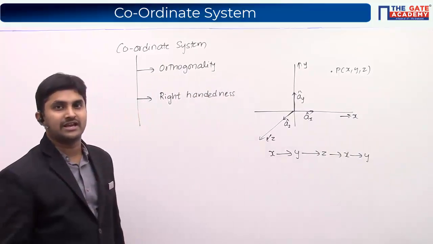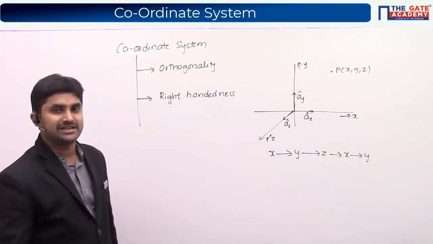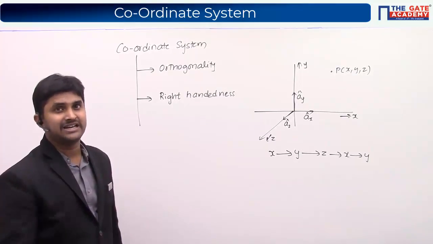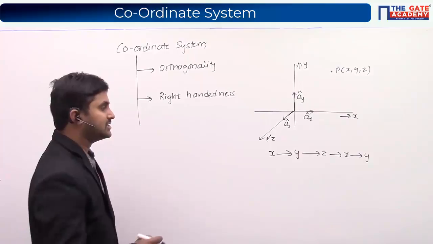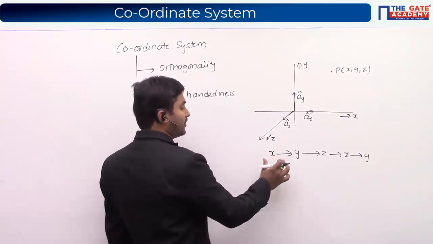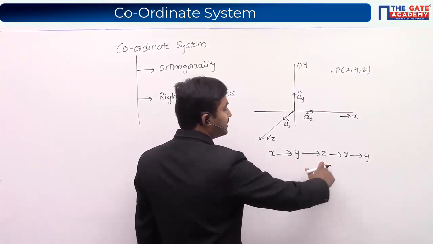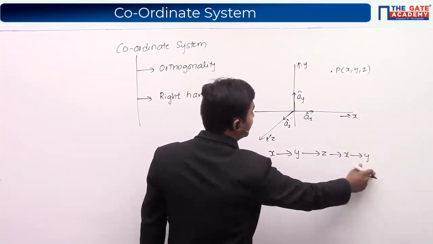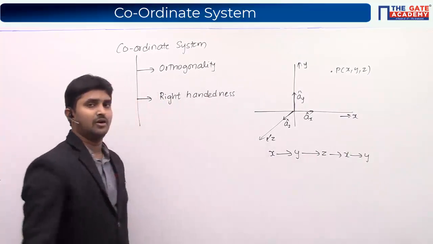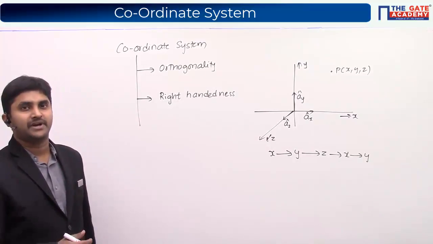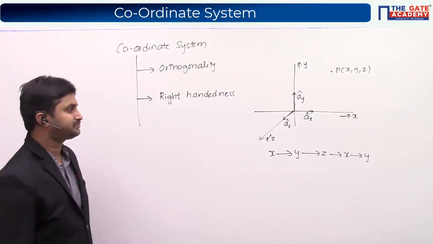This is what we are calling as the right-handedness of a particular coordinate system. That you can move x, from there you can move to y, and from there you can move to z, and from there you go to x, and from there you go to y. So this is what we are calling as the right-handedness of a particular coordinate system.